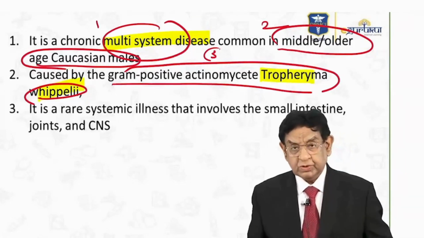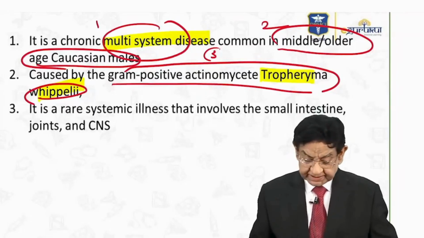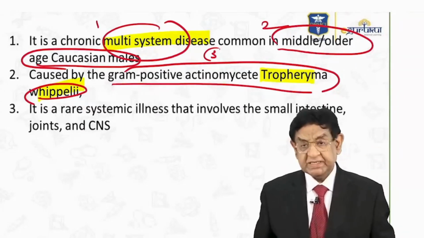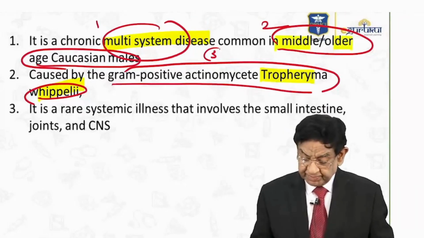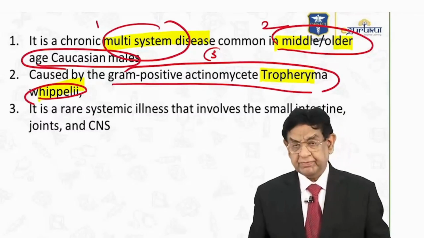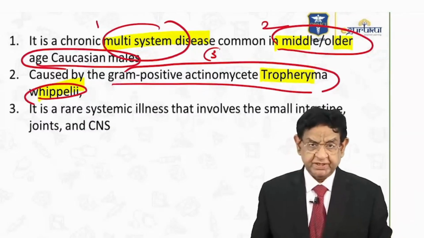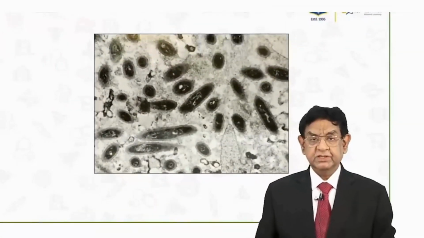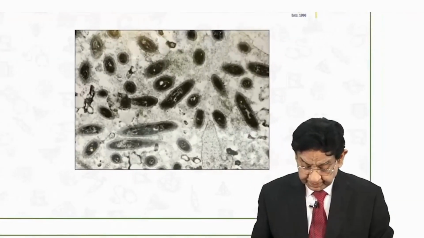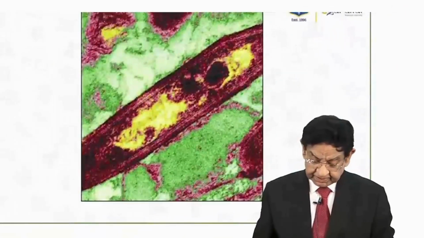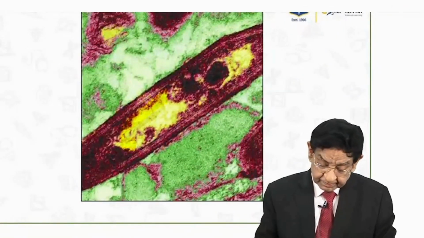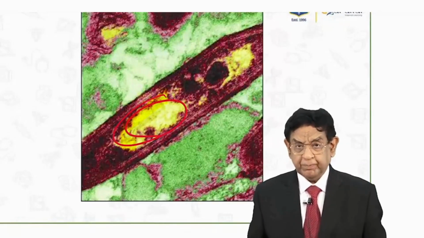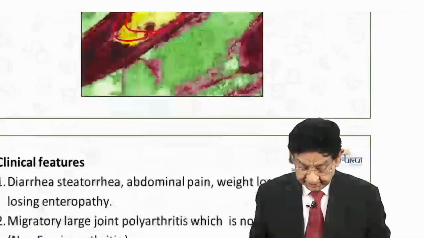Okay. So I told you it's a multi-system disease. It involves many other organs. So far there are three keywords to remember: multi-system disease, involving middle-aged and older males, and Tropheryma whipplei in this particular slide. So you can see this organism. You can see one more picture, but make a note of something. What is this? Why is it so important to show you? I'll discuss in a couple of minutes.